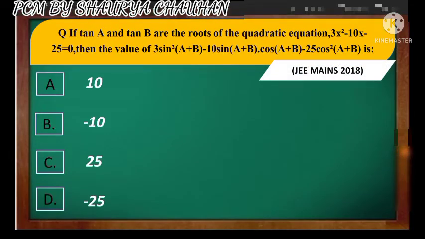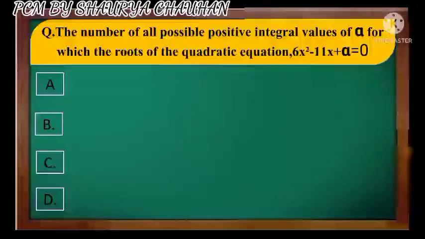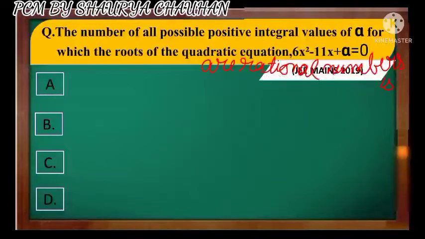Here we have done 4 questions, so now let's carry on to our 5th question. Here is our fifth question. The number of all possible positive integral values of alpha for which the roots of the quadratic equation 6x square minus 11x plus alpha equals 0 are rational numbers is. This question came in JEE Mains 2019. Now let's see the options. Options are 3, 2, 4, 5.